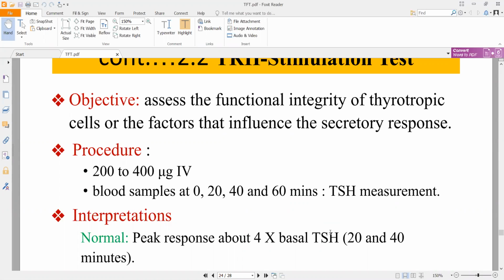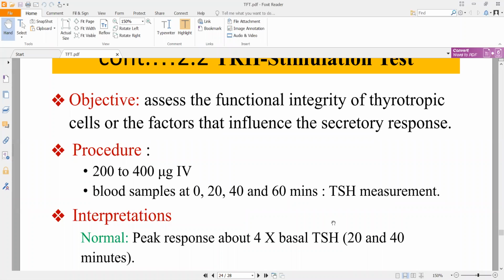You will give 200 to 400 micrograms of TRH IV, and you will measure blood samples at 0 minutes, 20 minutes, 40 minutes, and 60 minutes. So at 20-minute intervals, you will measure the amount of TSH present. If I'm giving 200 to 400 micrograms of TRH, I should be able to see that in the form of TSH, because the normal function of TRH is to cause production of TSH. That is how I will measure.